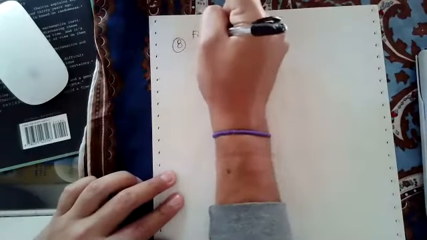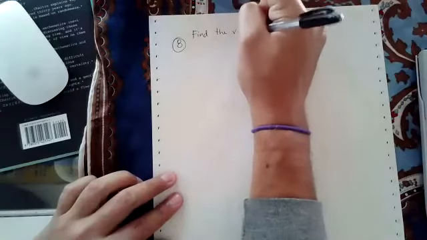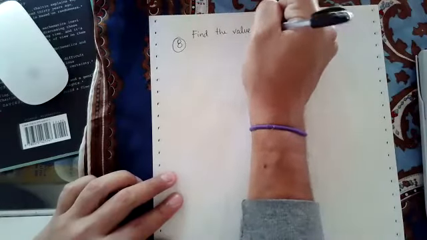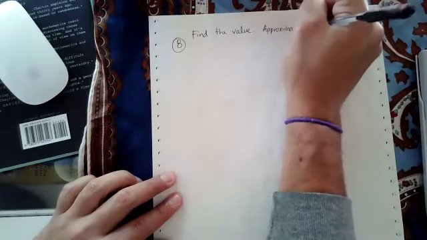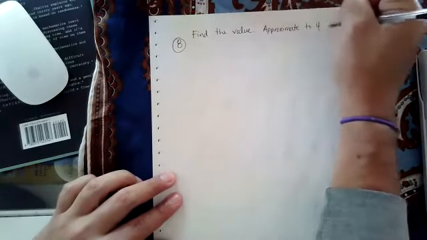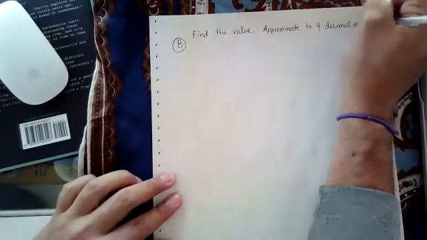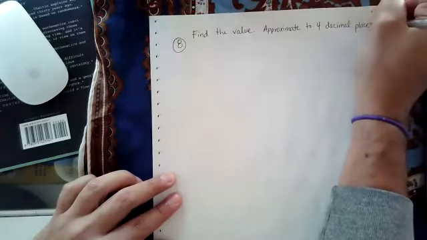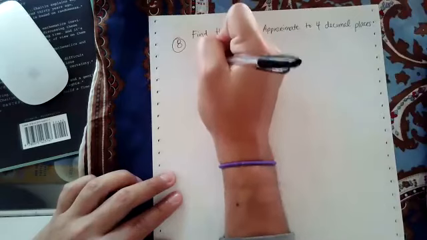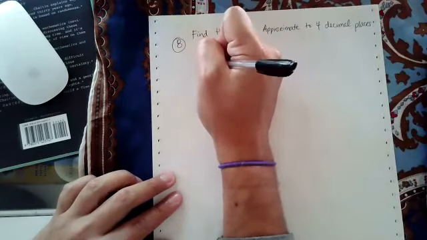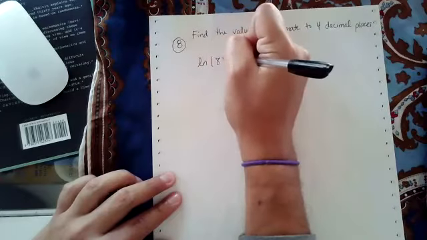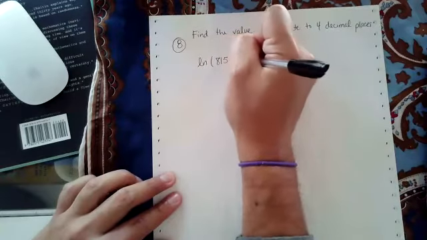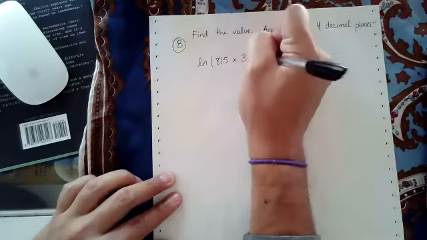This is another find the value problem, and we're going to approximate to 4 decimal places. ln of 815 times 34.